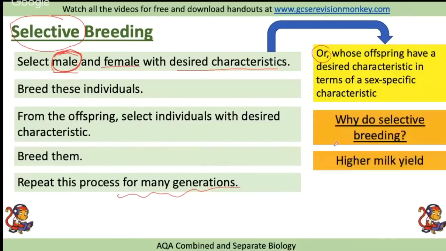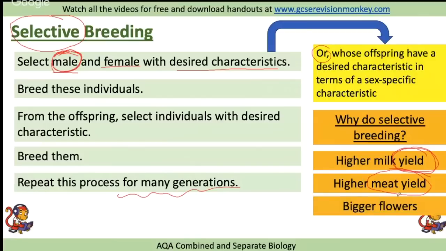So you might want to do this for a higher milk yield. So yield is how much you get. So getting more milk from cows, and that's what we've done over several years and several generations of cows. You might want to get a higher meat yield. So we've done that with things like chickens and continually bred them until they're producing us more meat. Or in the plant world, maybe something that's got bigger flowers or better flowers instead.